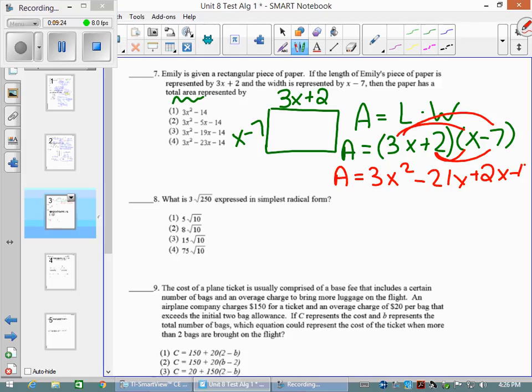Now I do need to combine my like terms. So I'm going to have that my area is 3x squared minus 19x minus that 14. If I look, this does match up with choice.